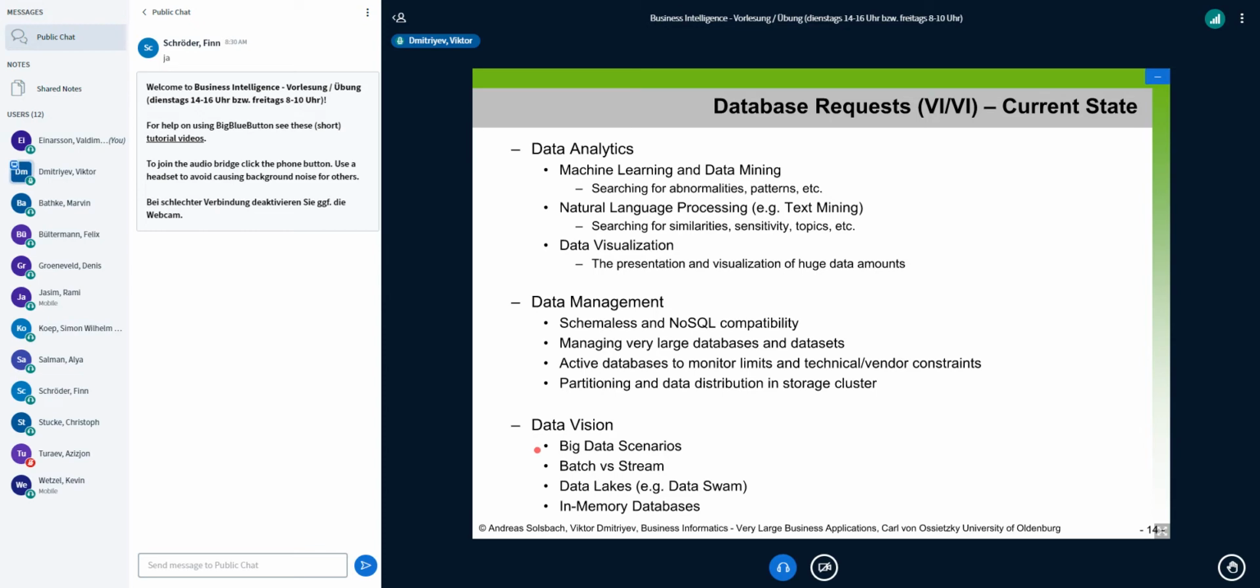And last but not least, in-memory databases, which are not that trendy so far, but they are empowering a lot of applications nowadays.